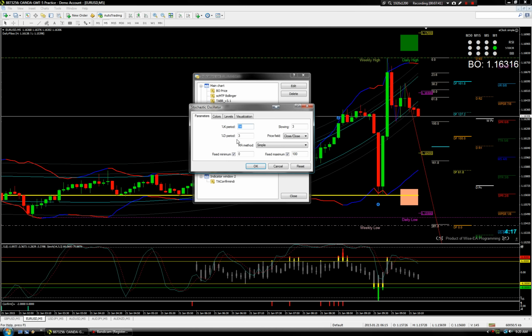For stochastics, I might have missed that. Levels, I have 95 and 5. Okay, so I'm trying to think of the best way to do this. Let's do this. I'm going to take a picture of the screen. This way I can draw on it and make a mess. And let me get the indicator window open.